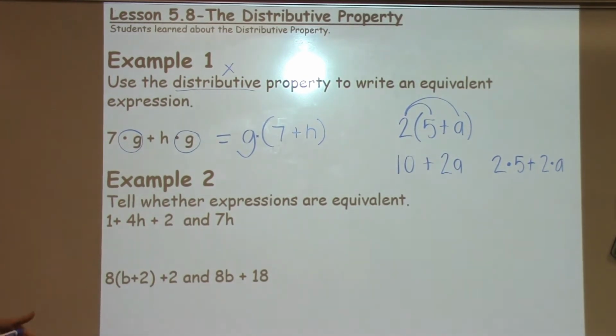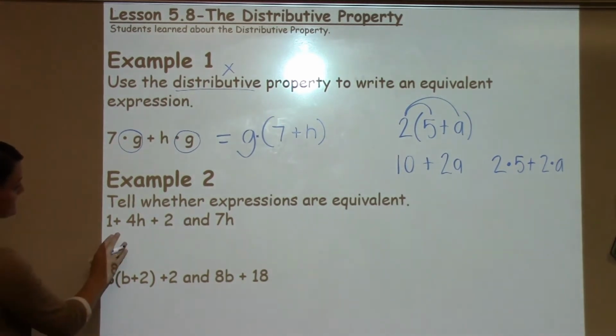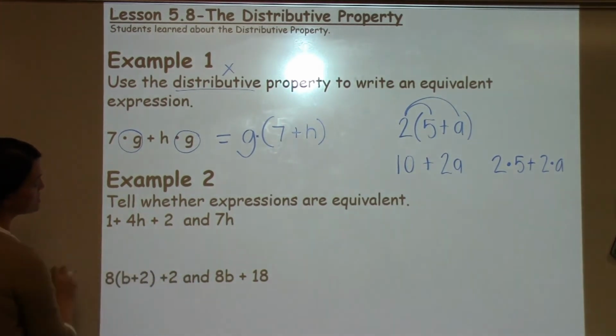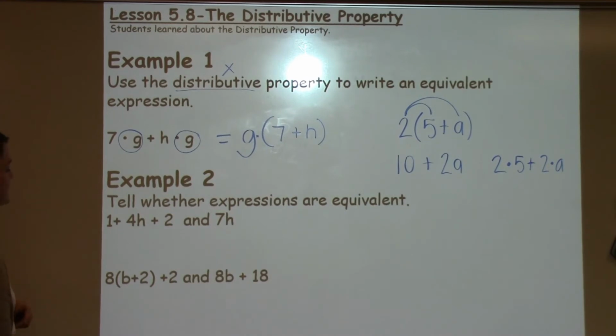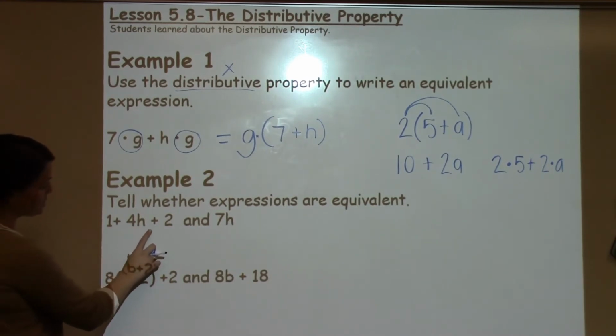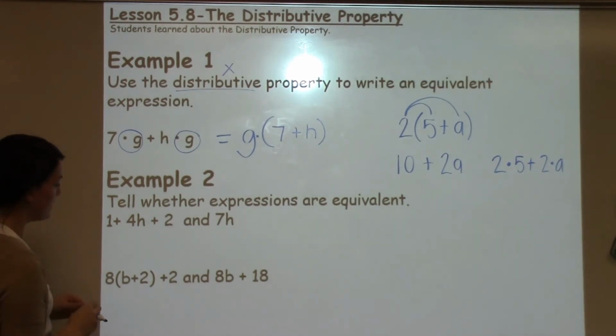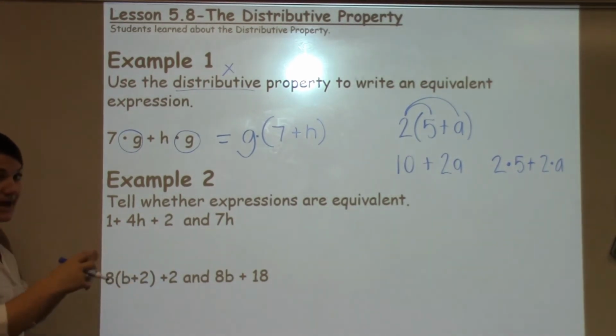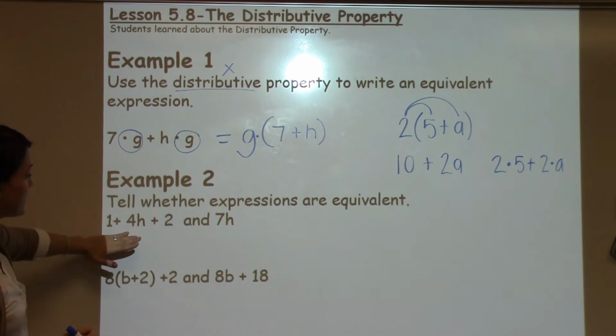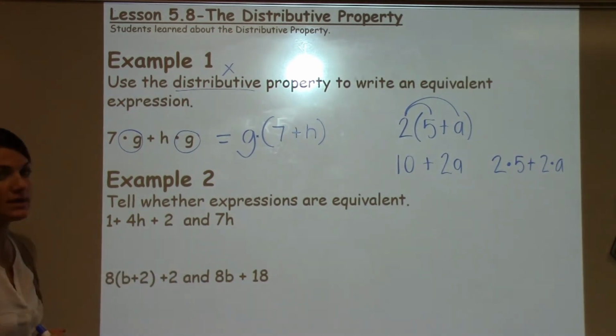All right, example 2 says, tell whether these expressions are equivalent. So I've got this expression here and 7h. I need to decide if they're the same, and then we also have another example down below. Let's start here with this one. It says 1 plus 4h plus 2 and 7h. Are those equal? Well, first I want to combine like terms on this first one so I can get it to hopefully look more like 7h to really decide if they're the same.